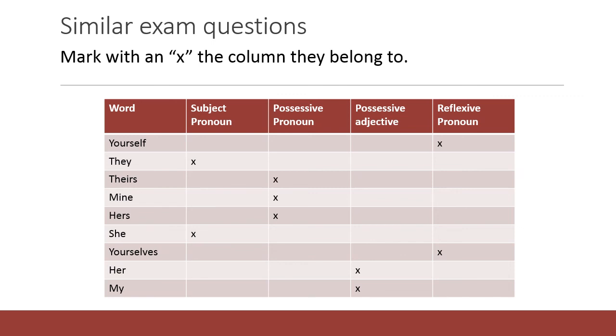Theirs, possessive pronoun, mine, possessive pronoun, and hers, possessive pronoun. So the difference between a possessive pronoun and possessive adjective is the s at the end. So there is possessive adjective and theirs is a possessive pronoun. Her, possessive adjective, and my, possessive adjective.